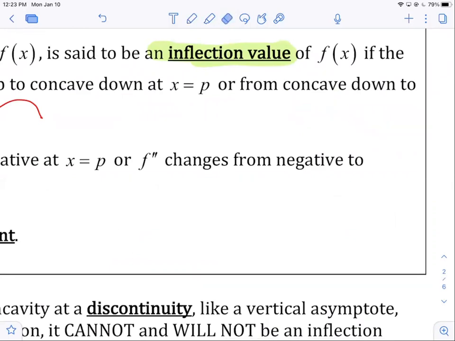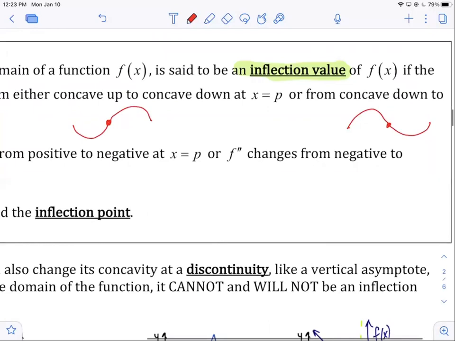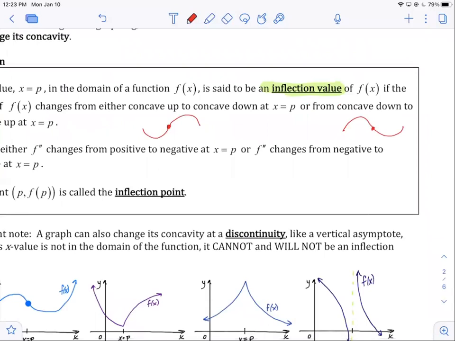Let me get rid of this right here. Concave down to concave up. We don't make the distinction. There's not like a local max, local min. We just call them both inflection points. Okay. We call them both inflection points. Now, just like with local max and mins, though, we'll just call them local extrema.